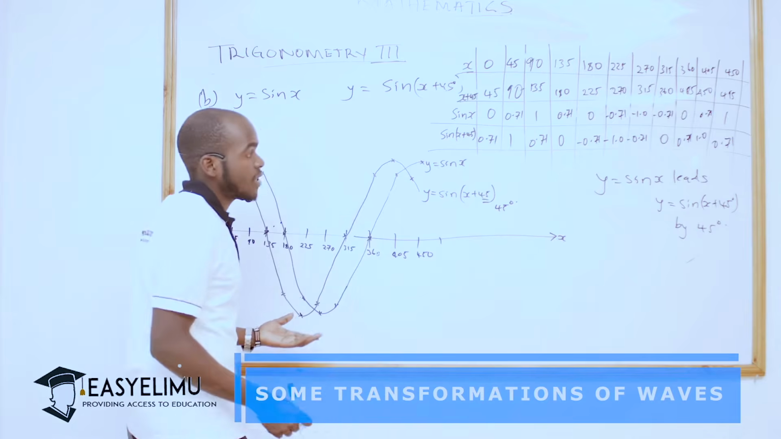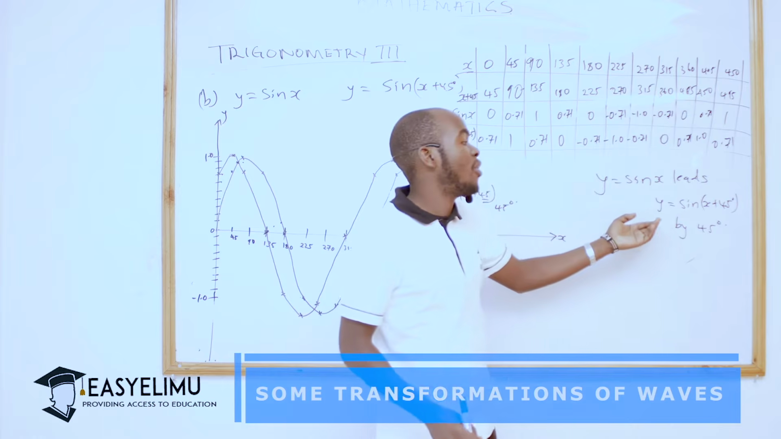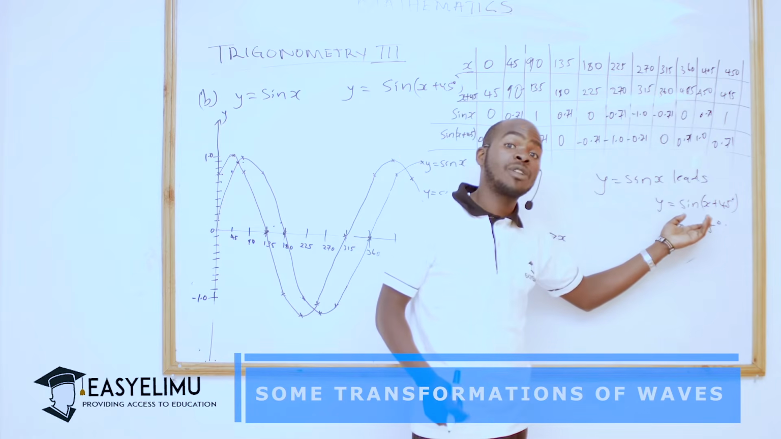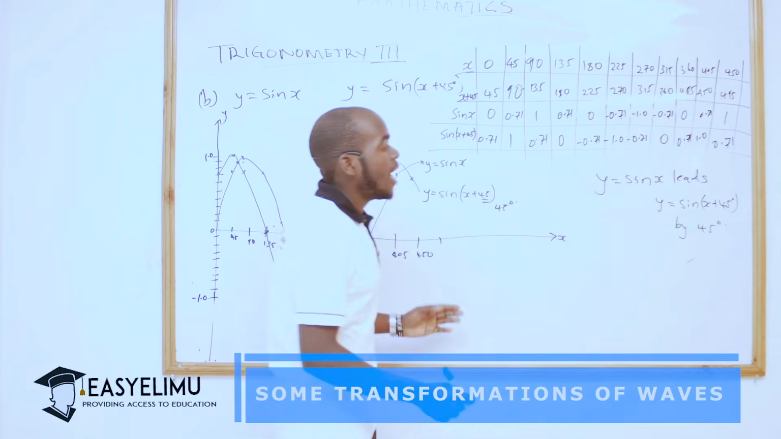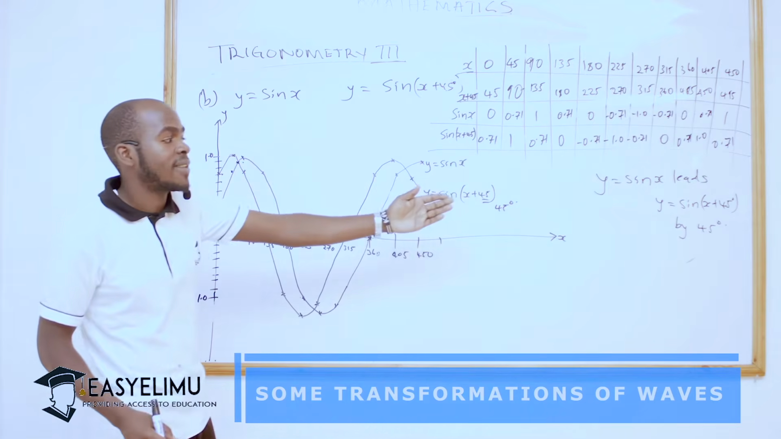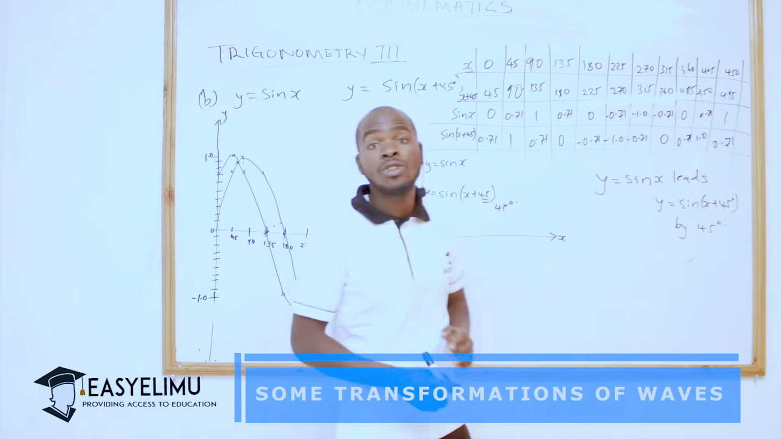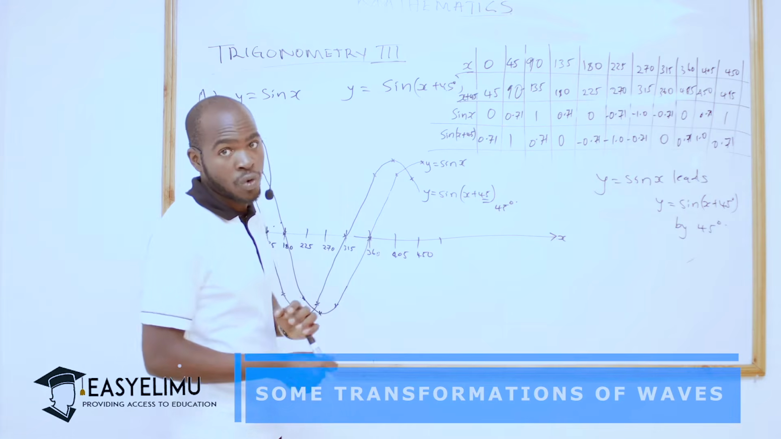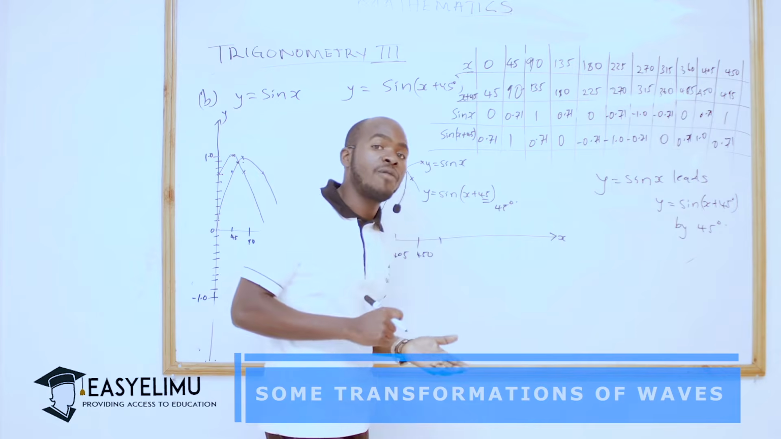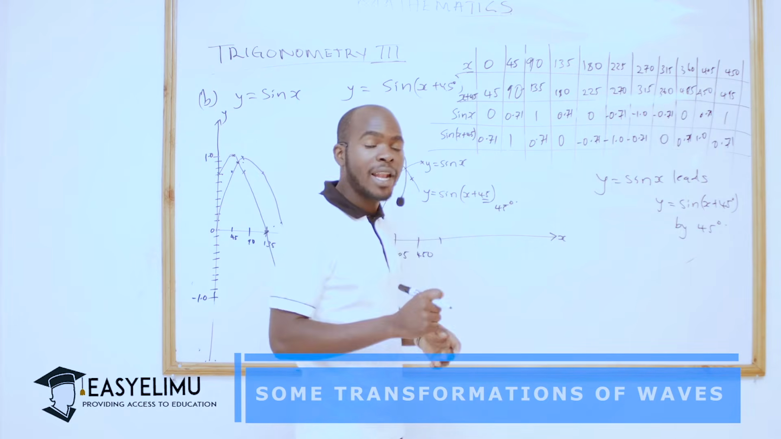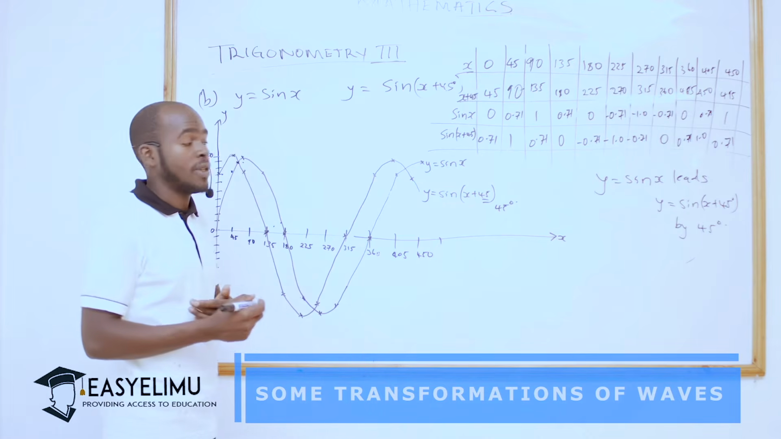So we can say that y equals sine x leads the line of y equals sine x plus 45 degrees by 45 degrees. The angle by which sine x leads that of sine x plus 45 degrees is referred to as a phase angle. That's the angle by which one wave leads the other one. Leading means it starts before the other follows.